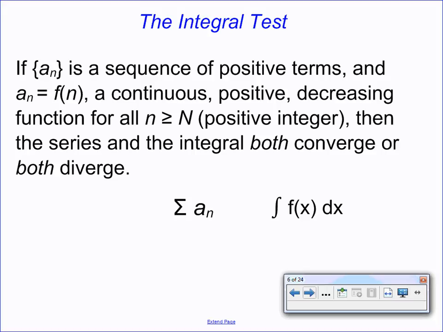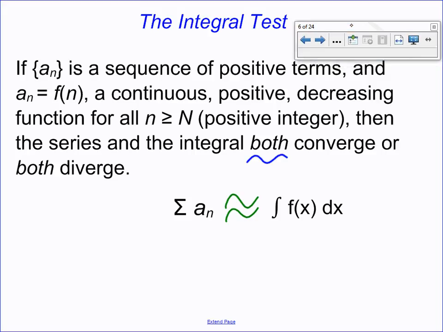They either both converge or they both diverge. In this way, these are not equal to one another, and yet they're connected. So we could show the convergence or the divergence of a series, the series a sub n, by considering the integral and seeing whether this integral converged or diverged. So that was powerful.